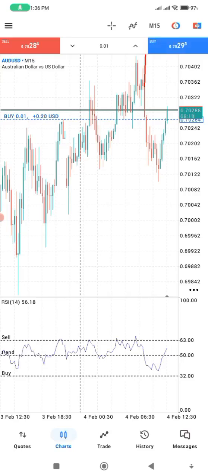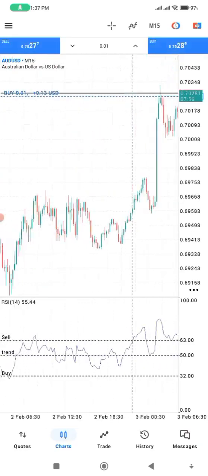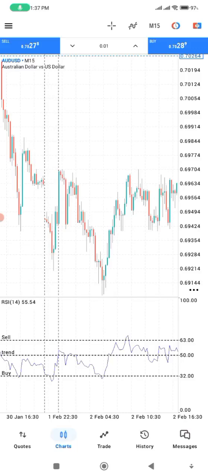As simple as this. Now for perfect entry, look for an RSI reading below the 32 to identify a potential buying opportunity. Once price is below 32 or at 32, you should expect what? A buy. Look at it here.